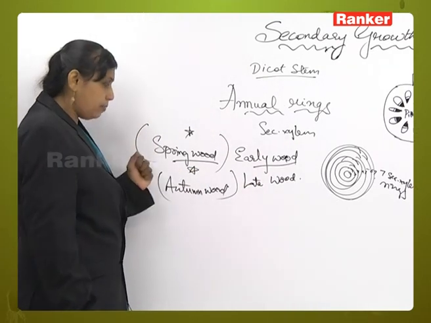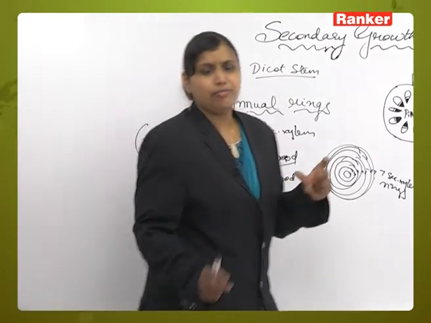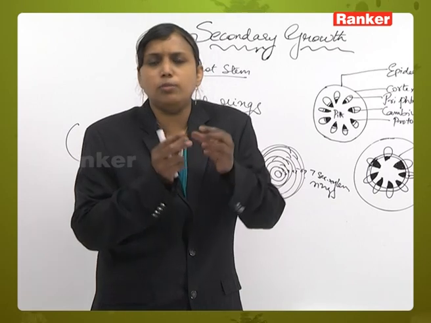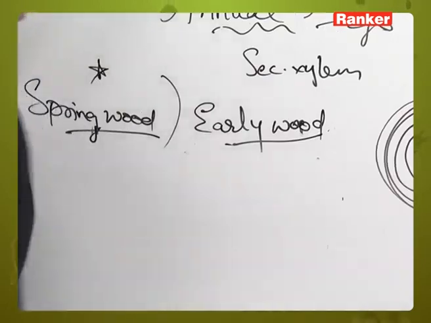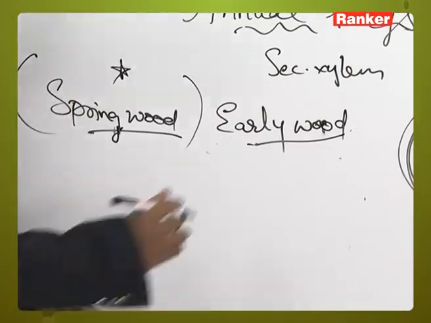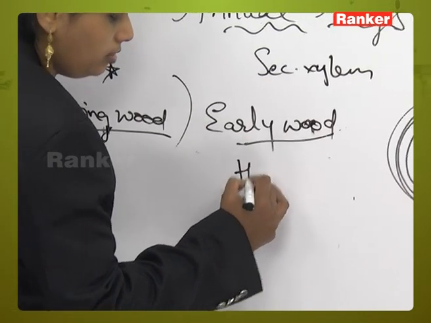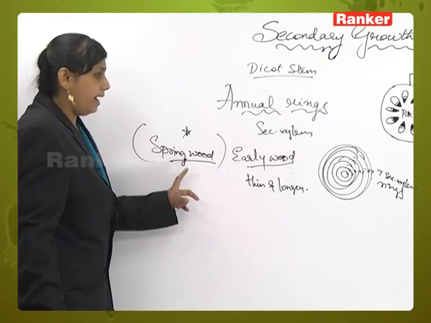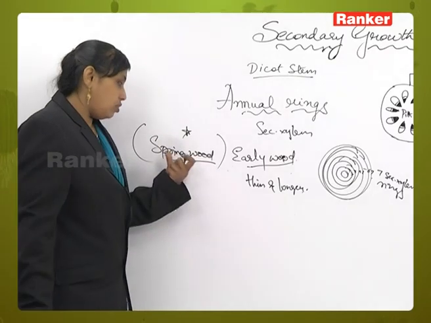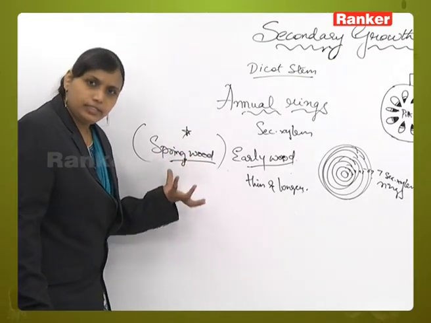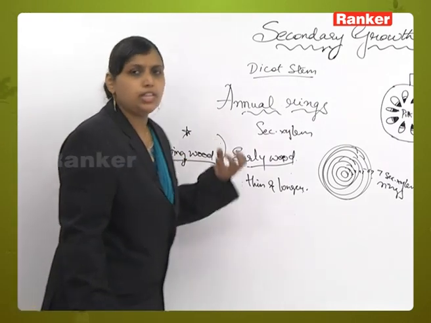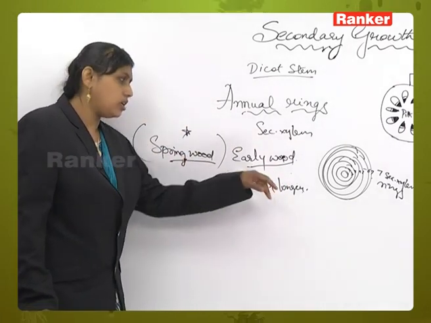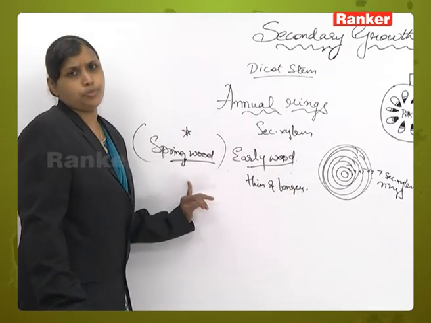Okay. Now, what is happening here in the spring season, when the activity of the cambium is occurring? The xylem vessels will be thin and longer. Okay. The xylem vessels in the early wood will be thin and longer, and as this wood formation or cambial activity is occurring in the spring season, in a favorable season, early formation is occurring here, and those are called early wood or spring wood.